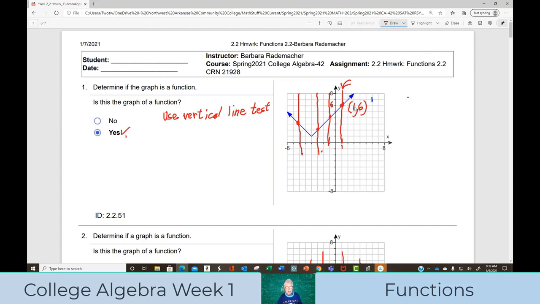In mathematics, we talk about mapping. What functions do is they map. Functions map x coordinates to y coordinates.